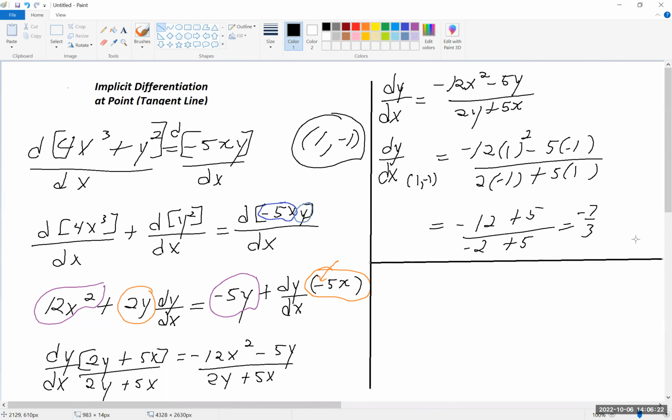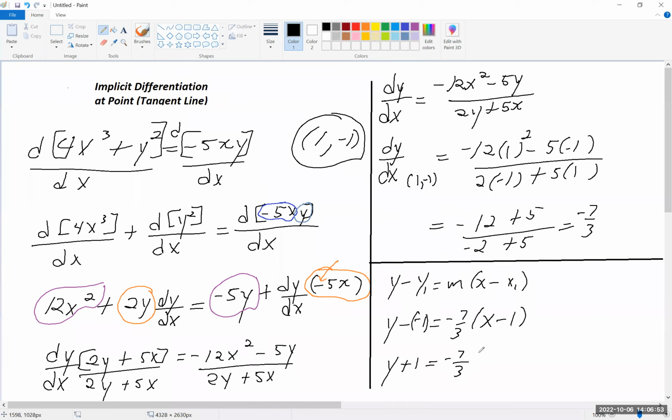And then we'll go ahead and separate it just so that it looks like we're doing steps. But the final step is simply taking our point slope form and plugging things in. So it's y minus y1 is equal to m, that's the negative 7/3, times x minus x1. And so we've got y plus 1 is equal to negative 7/3 times x minus 1.